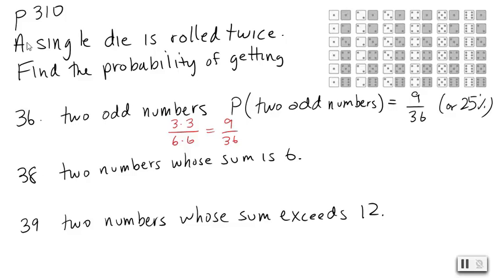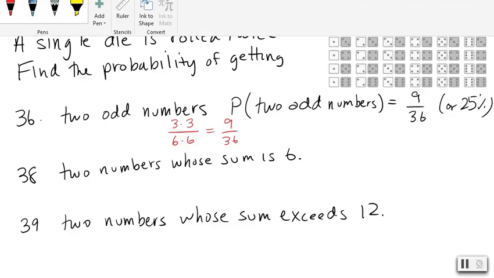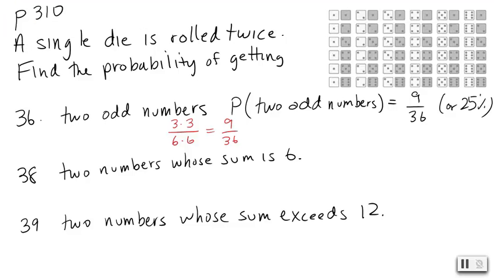I want you to try to do number 38, which asks us to find the probability of rolling 2 numbers whose sum is 6. Remember that sum means that they add to 6. Pause the video and see if you can come up with that. Okay, let's see if you got it right.